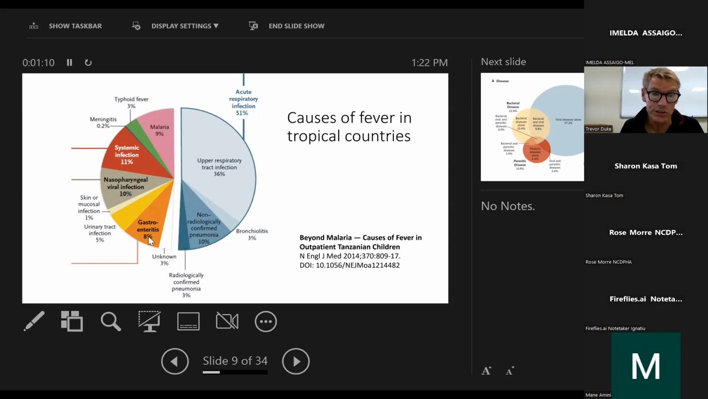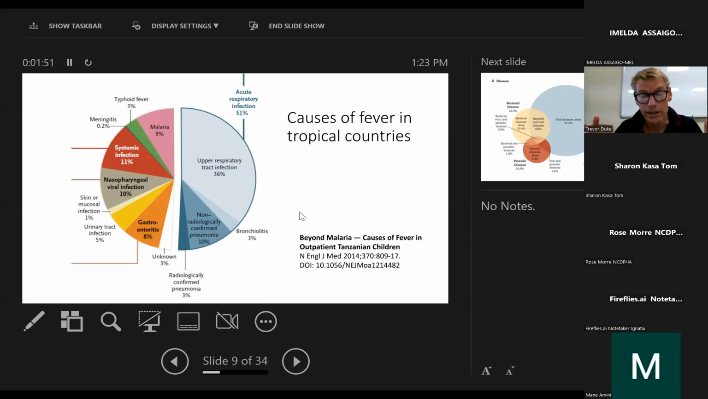8% had gastroenteritis. And then other things like urinary tract infection occurred in 5%. 5% of all children with fever had urinary tract infection. So maybe more common than we might recognize unless we look in the urine regularly for children who've got fever to see if they've got a UTI. And 1% had skin infections, 11% had systemic infections, so like sepsis, severe sepsis. 3% had typhoid fever, and I know in some parts of PNG the proportion with typhoid fever might be even higher, but that's what it was in Tanzania at the time.